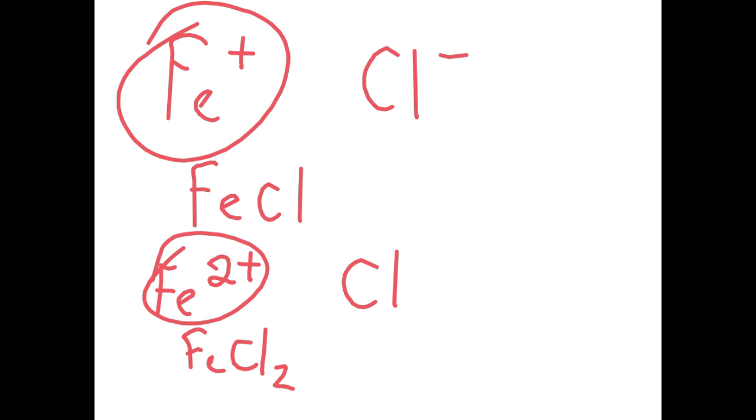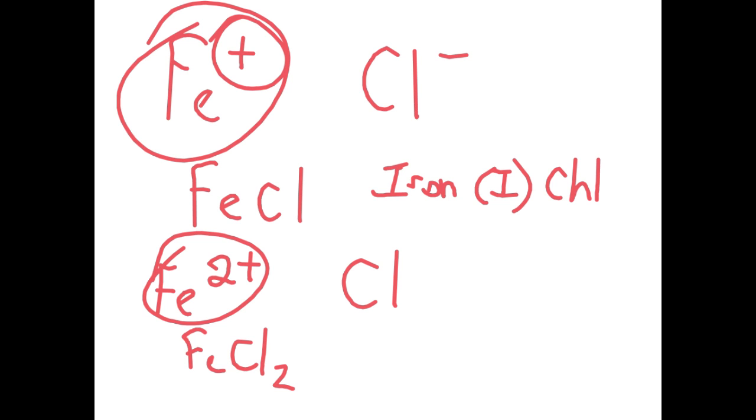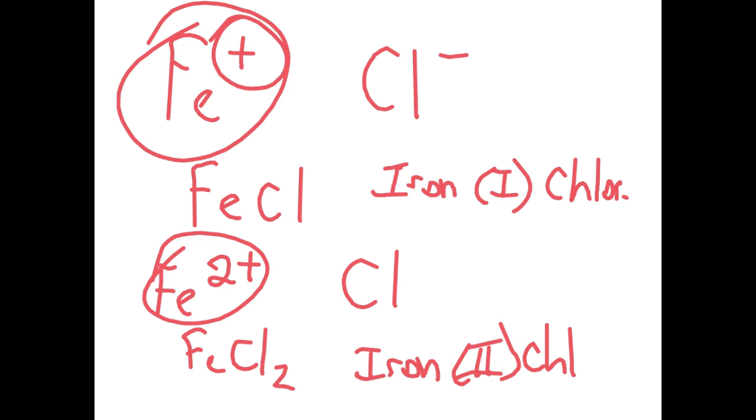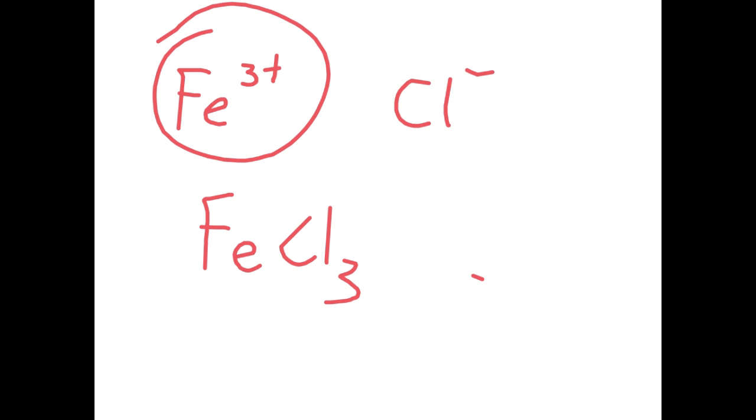And the way that you tell me the charge on the metal is by putting it in Roman numerals in parentheses. So this compound right here would be named iron(I) chloride. What's the charge on the metal? 1. Okay, finish the name. What's this one called? The charge is 2. Iron(II) chloride. That is enough information now for me to write the formula, because I know if it's iron(II), it's Fe2+. This one is called iron(II) chloride. What's this one called?